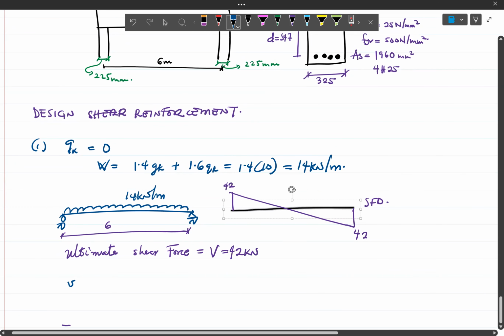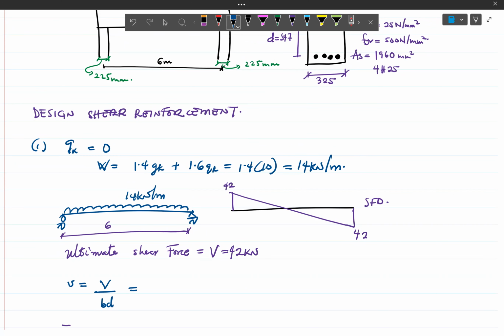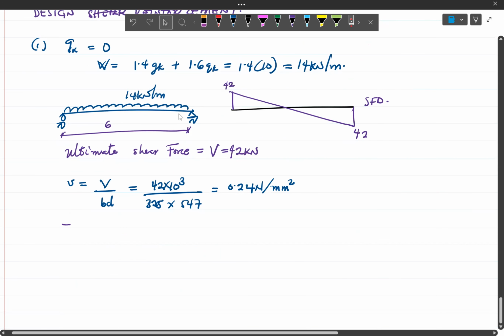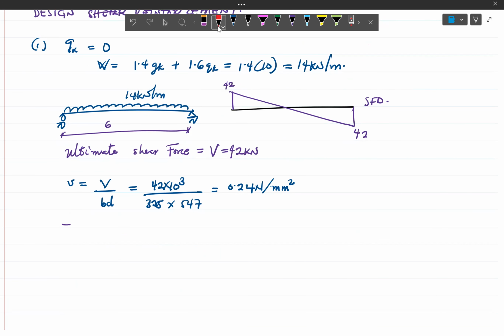So now let's find the shear stress due to the shear force. This will give us 42 times 10 exponent 3 divided by 325, which is the B, times 547, that's the D. And this will give us 0.24 newtons per millimeter squared. Okay, I think I jumped something, so let me put that inside here. Very important. I don't have to jump it.